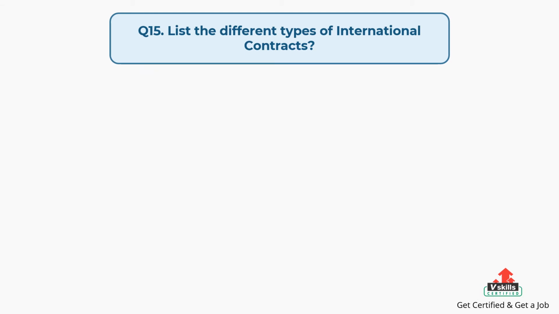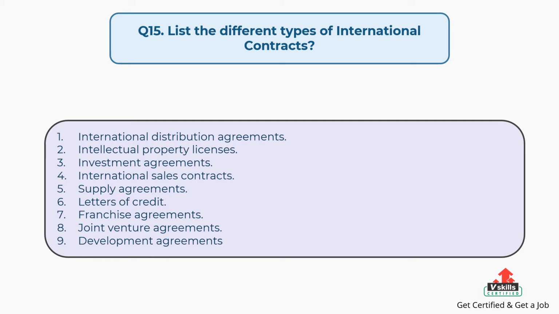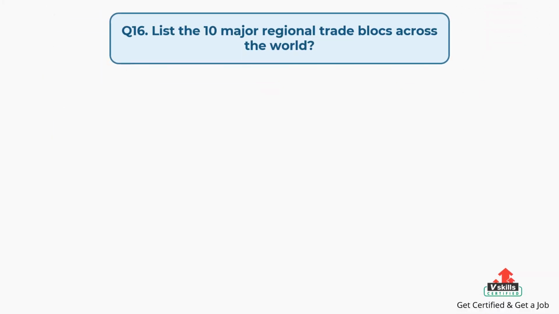List the different types of international contracts. The answer is, there are different types of international contracts: international distribution agreements, intellectual property licenses, investment agreements, international sales contracts, supply agreements, letters of credit, franchise agreements, joint venture agreements, development agreements.